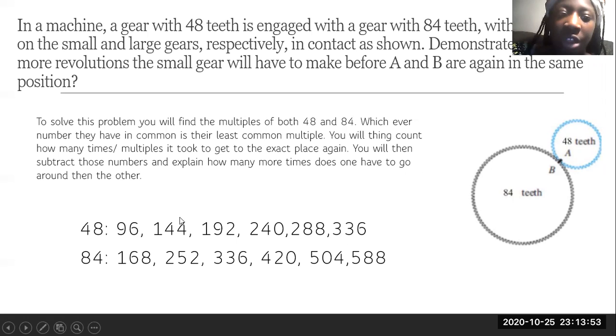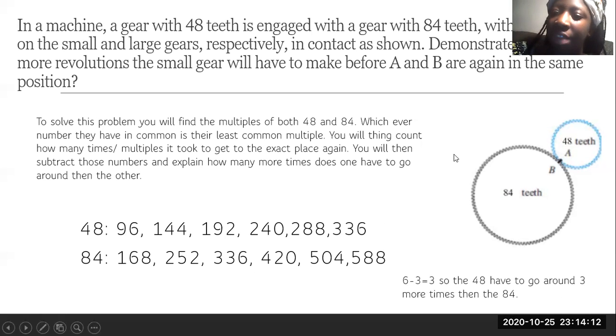So then we have 1, 2, 3, 4, 5, 6. It takes 6 times for it to go to 336, and it takes 4 times for it to be 84. So then we'll subtract 6 minus 4, which equals 2, which means the 84 teeth will have to go 2 more times around to be in the same exact spot.